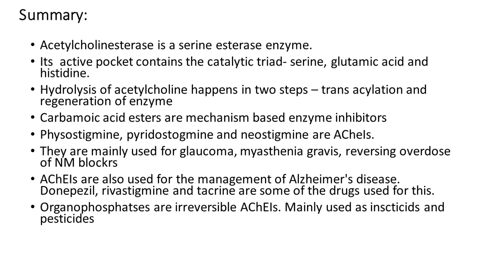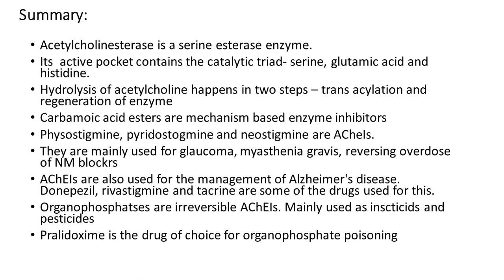Organophosphate poisoning is mainly because of irreversible acetylcholinesterase enzyme inhibitors. They are mainly used as insecticides and pesticides, and other pharmacological activities are very limited. Their applications here are very limited, but they are very popular as pesticides. Pralidoxime is the drug of choice for organophosphate poisoning if it happens. So friends, this is the way acetylcholinesterase enzyme inhibitors help us in the management of various disease conditions.